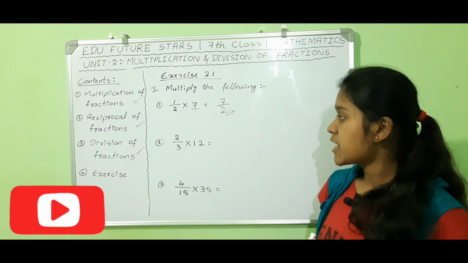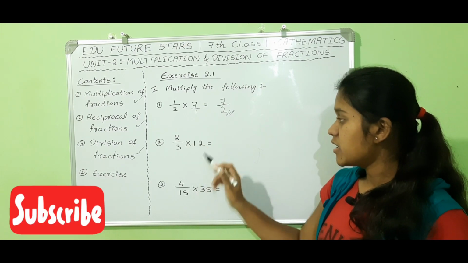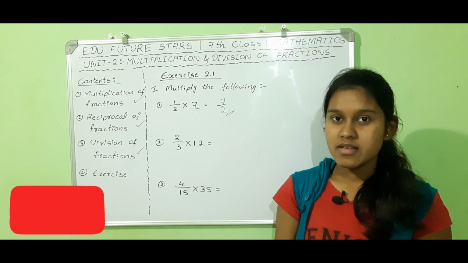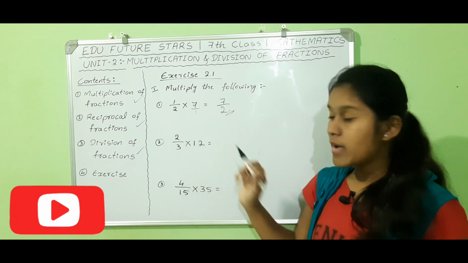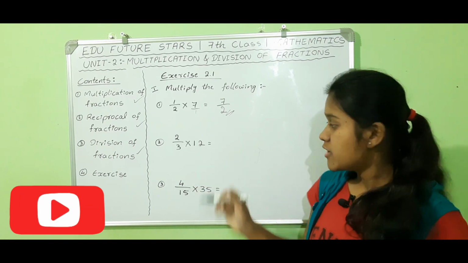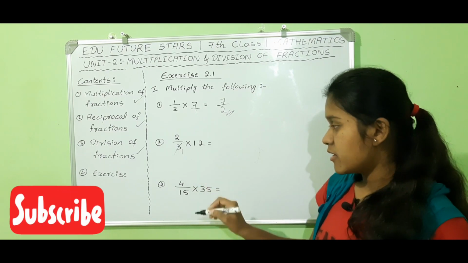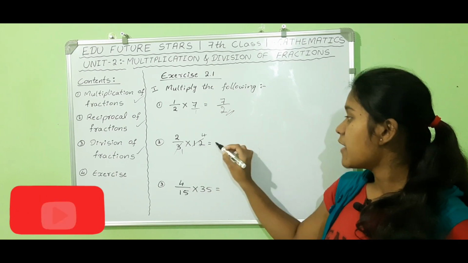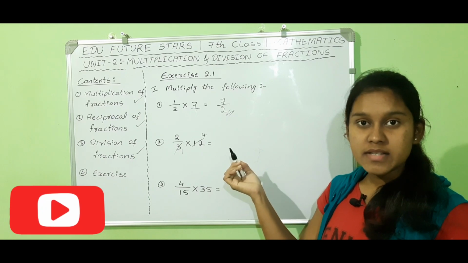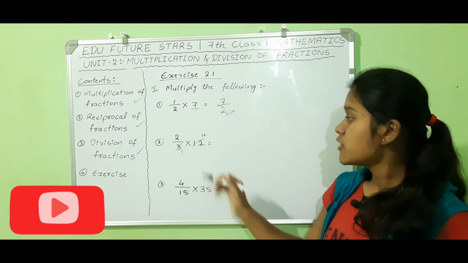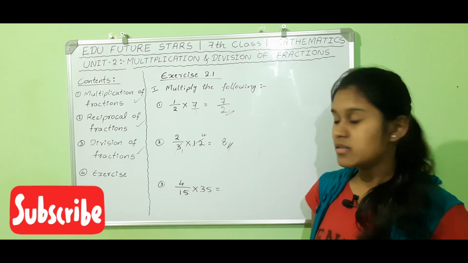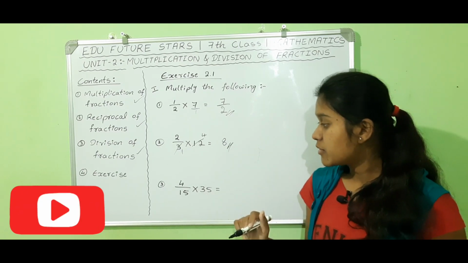Simple. See the second one. 2 by 3 into 12. Do we have any cancelling thing here? Yes, right? 3 and 12 can be cancelled out, right? Let's see. 3 ones are 3. 3 fours are 12. Correct? Now what we have to do? Whatever the remaining thing is there, we have to multiply those two, right? So 4 twos are 8.